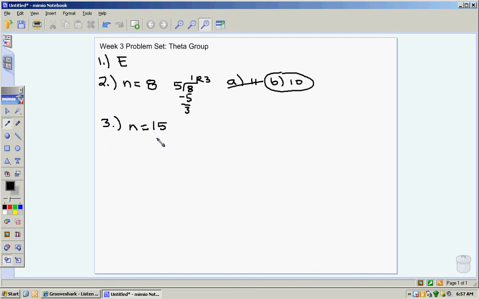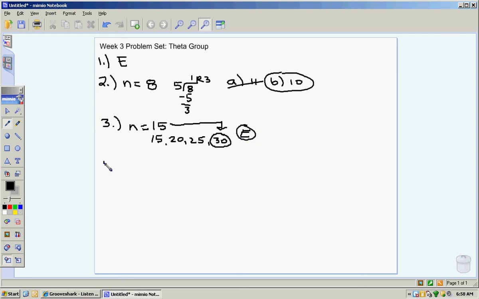We have 15, we have 20, not divisible by 3, 25 is not divisible by 3, 30 is the next one, divisible by both 5 and 3. So how do we go from 15 to 30? Well, we have to add 15. So for number 3, E is the correct answer.